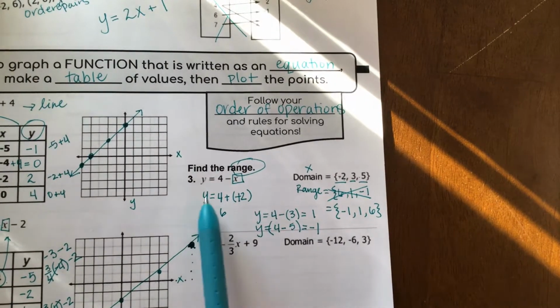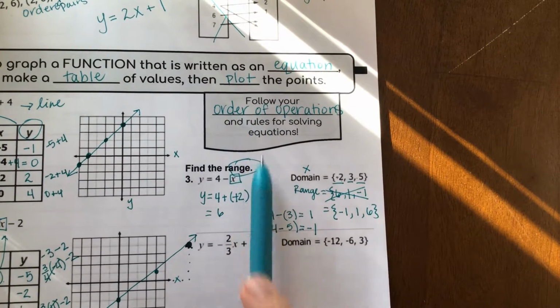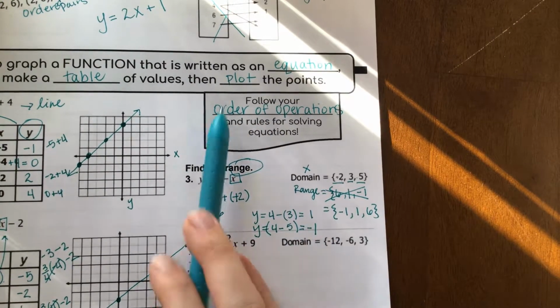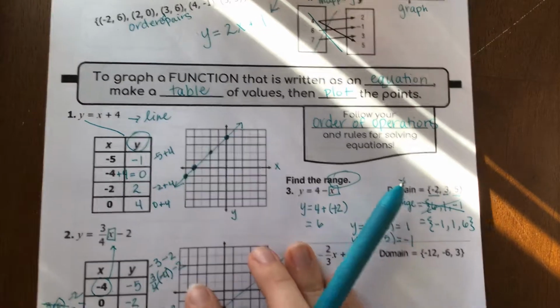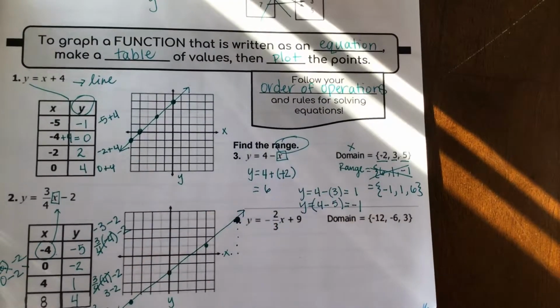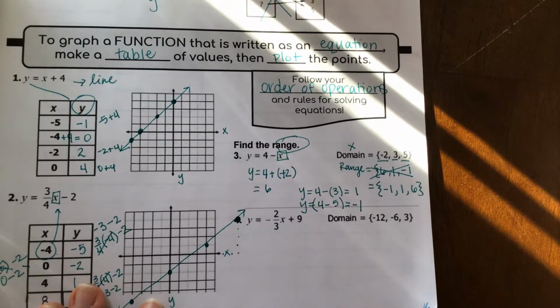Okay. So each time we're plugging in values, evaluating those order of operations, and coming up with our range of values. And our range here was just in that list form instead. Go ahead and pause the video at this point and try number 4 on your own.